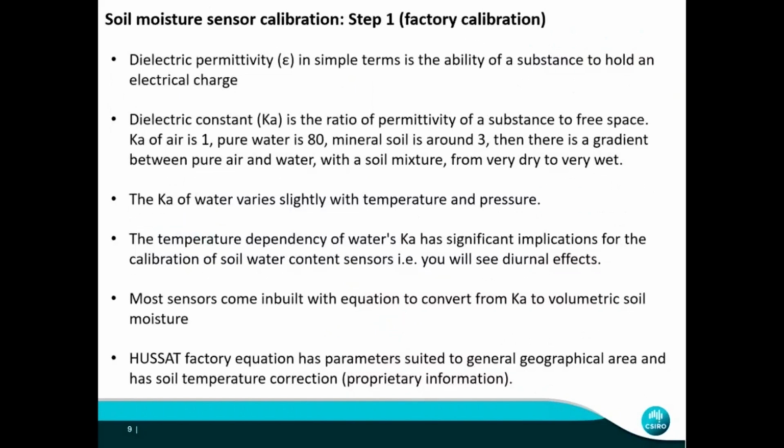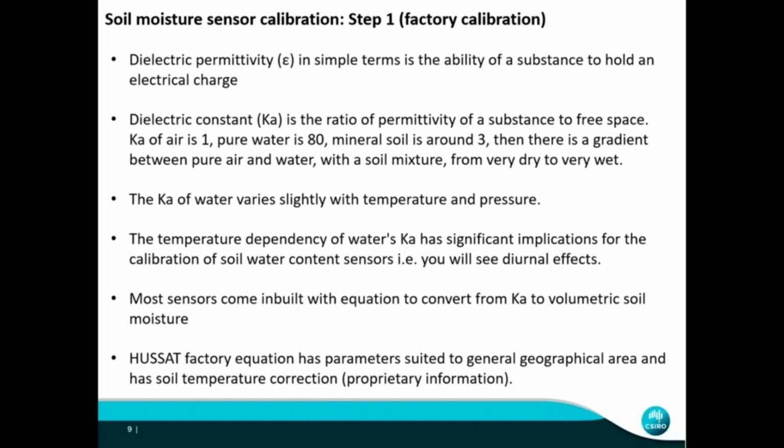So, the soil moisture sensor calibration. Step 1 is a factory calibration. These sensors measure the dielectric permittivity, which in simple terms is essentially the ability of a substance to hold an electric charge. The dielectric constant is the ratio of the permittivity of a substance to that of free space. The dielectric constant of air is 1, and pure water is 80. Mineral soil is around 3. So where you've got a varying gradient of soil moisture, you'll have a relationship there with the permittivity.